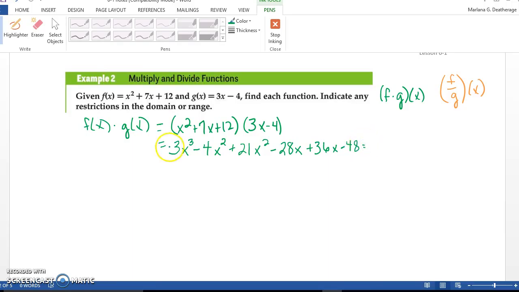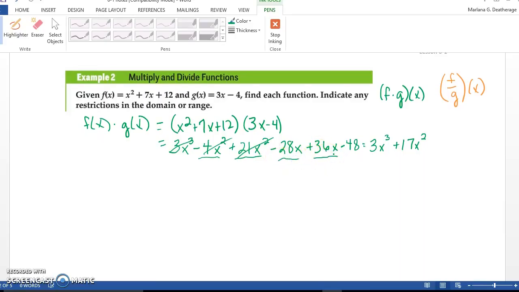Now combine like terms. Well, we only have one x cubed term, so 3x cubed stays the same. Then we have a negative 4x squared and a positive 21x squared. What would that be? Plus 17x squared. Then we have a negative 28x and a positive 36x. Positive 8x, and then negative 48.